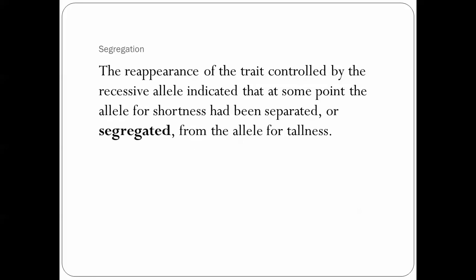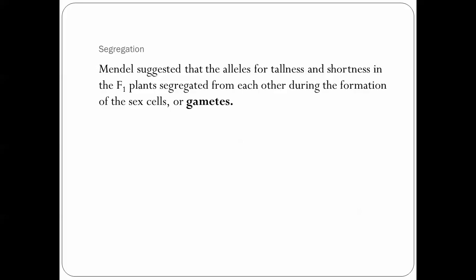The reappearance of this trait controlled by the recessive allele indicated that at some point the allele for shortness had been separated, or segregated, from the allele for tallness. Segregated just means separated, so that's showing that even though they're on the same gene, they can be separated from one another. It doesn't matter that they are connected on the same gene, they can still separate. Going along with this concept, Mendel suggested that the alleles for tallness and shortness in the F1 plants segregated from each other during the formation of the sex cells, or gametes.